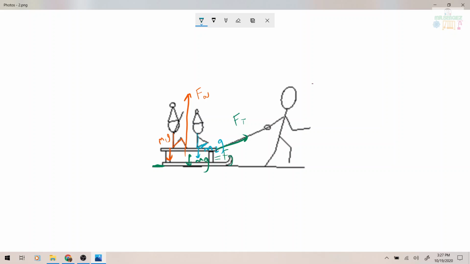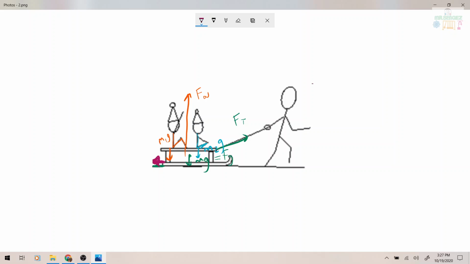We also expect a friction on the surface because you are basically moving on the snow. Yes, it's less friction, but you still have some friction, because if you don't have any friction, then you would not need any force to pull the sled. Then that's basically your free body diagram.